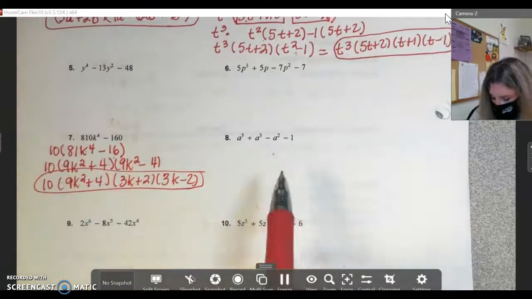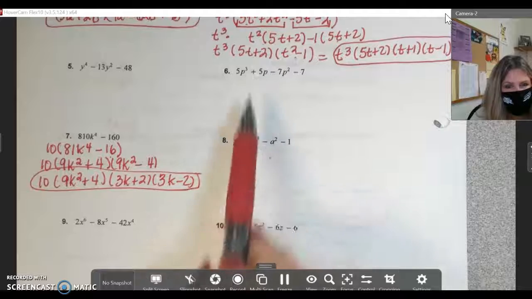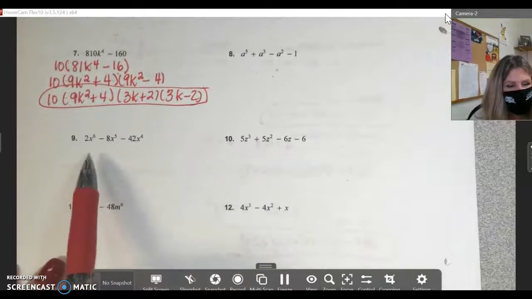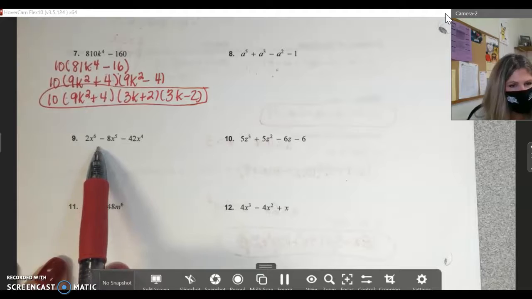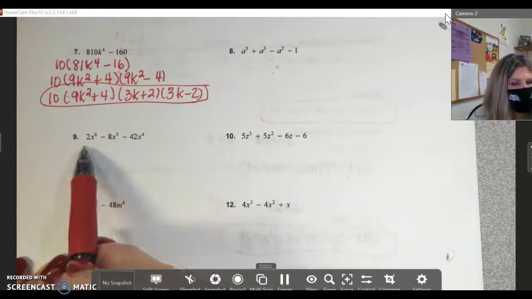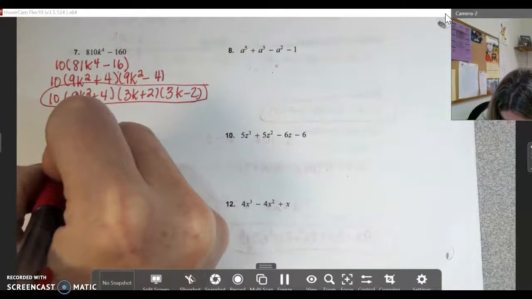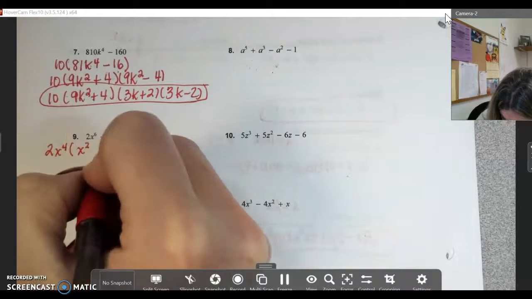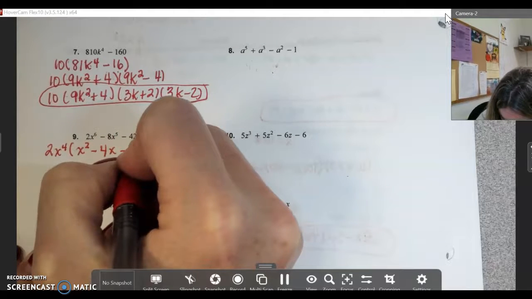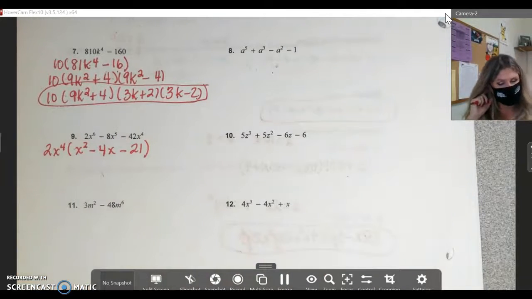All right. Let's see. Number 8 is very similar to number 4, so I'm not going to do that. We did a lot of those yesterday with the 4 terms. Let's go down here to number 9. Let's look at number 9. What's the GCF here on number 9? 2x to the 4th. We're left with x squared minus 4x minus 21. All right, you guys finish it.